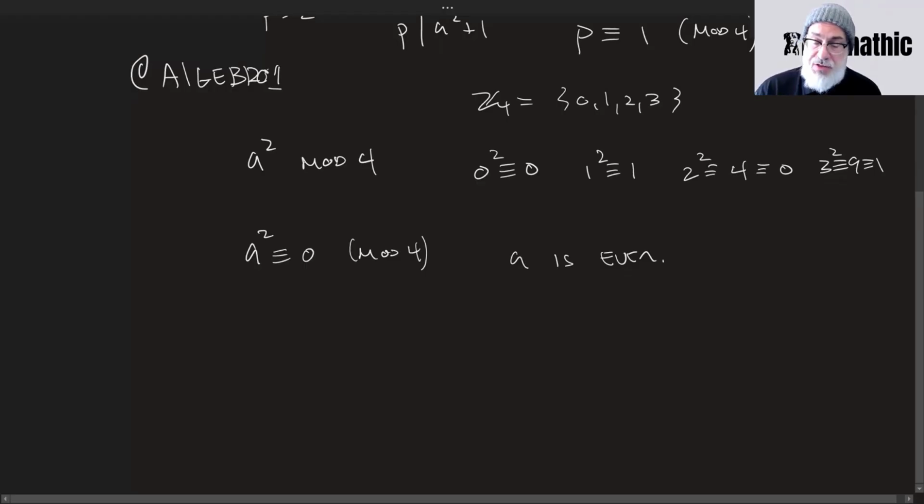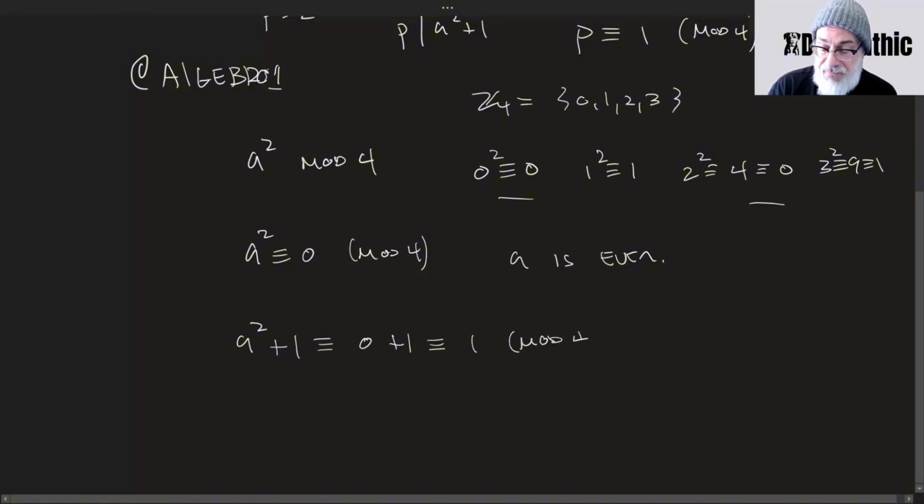If a squared is 1, then a is odd. If I add 1 to an odd number, I get an even number. 3 plus 1 is 4, which is even. 5 plus 1 is 6, which is even. So by this thought process, a squared has to be 0 because that's all we have. So that means a is even, which means a squared plus 1 will be congruent to 0 plus 1, which is congruent to 1 mod 4. So far, so good.